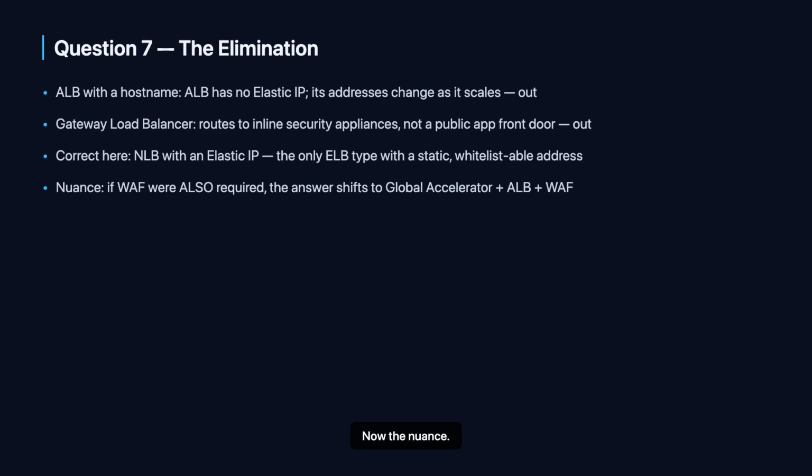Now the nuance. If the question had also required a web application firewall, the answer would shift to Global Accelerator in front of an application load balancer with a firewall attached. Because the network load balancer can't do layer 7 inspection.